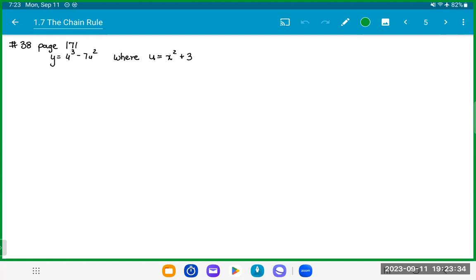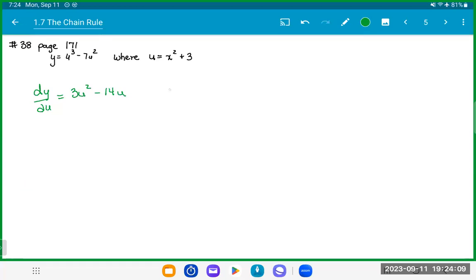Okay. So the first thing that we can do is take the derivative of our y, but be careful because now that variable is a u and not an x. Remember, we're used to writing dy dx because our variable's always been an x. But this time we need to write dy du because our variable is a u. So when we take the derivative of that, we end up with 3u squared minus 14u.